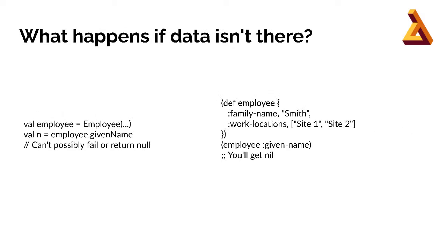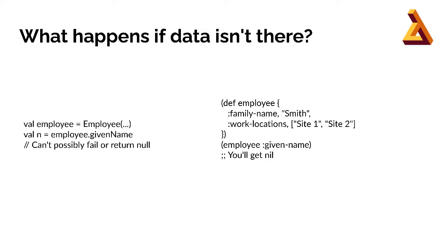Okay, so what happens if we try to get something that isn't there? Well, the good thing about having a static type system is that you can't. It can't happen, or at least in Kotlin it can't happen. In Java it's a bit more subtle, but in Kotlin, if the type is string, that means the data is always there and it can't be null. It can be a blank or empty string, sure, but it can never be null. So if you access that given name, there's no chance of something weird happening unless the JVM completely falls over.